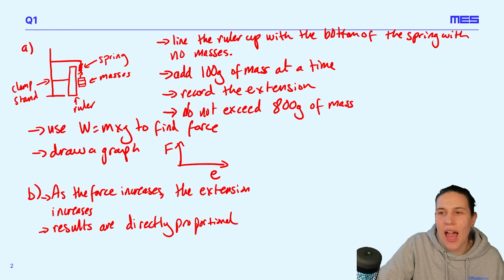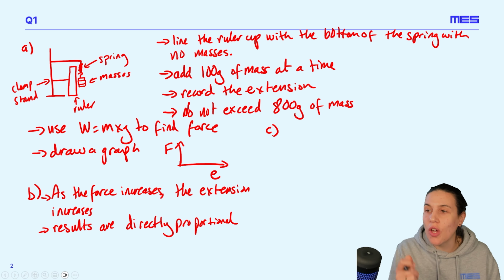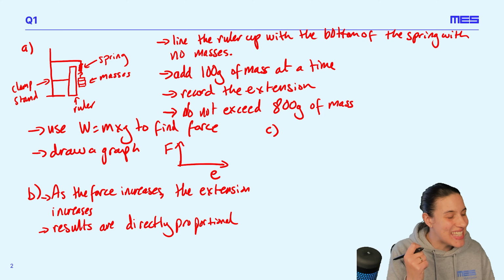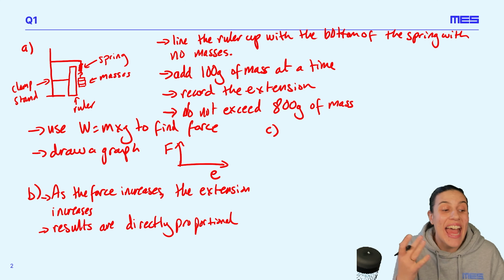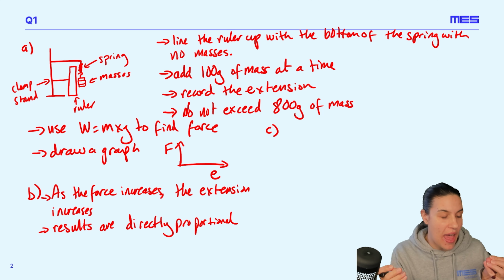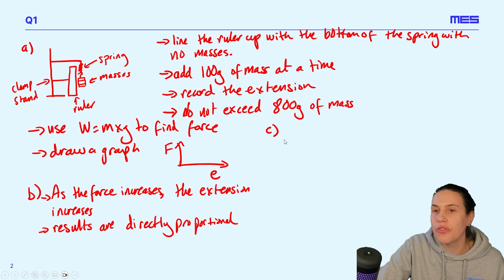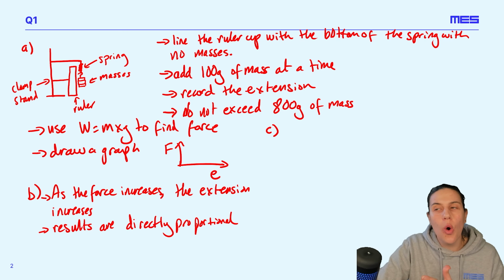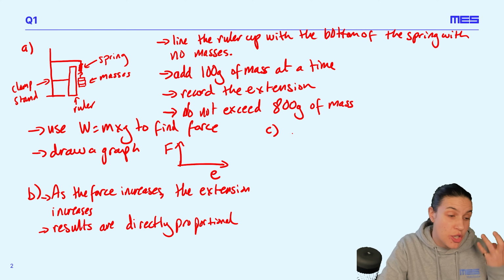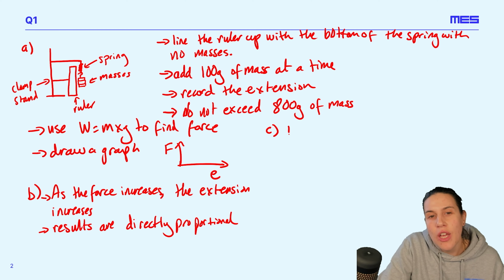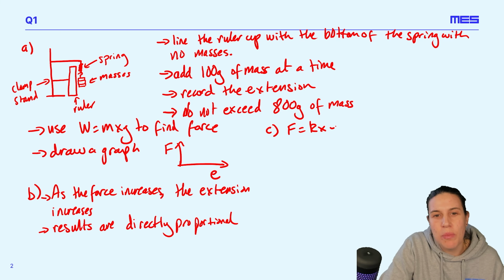And that's going to be how I get my second mark. Then for C, I'm asked to calculate the spring constant of the spring using the equation F is equal to kE. So I can actually just pick any pair of results that I want from the table because they're all within the limit of proportionality. So let's say that I pick the last one, but it doesn't matter which one you pick, you should always get the same spring constant.